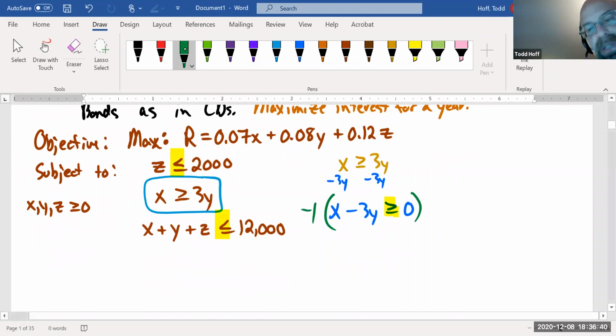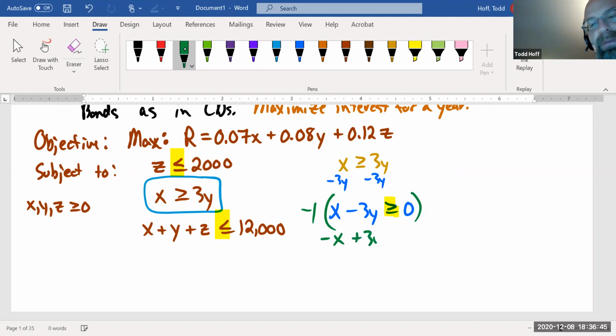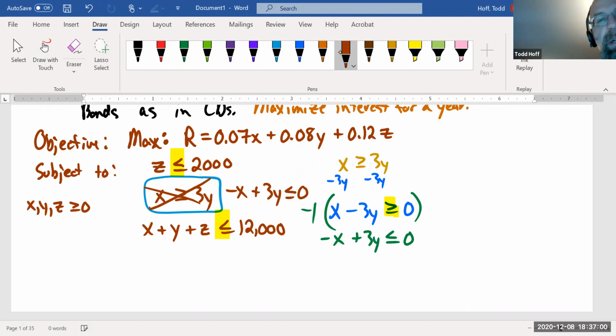So -1 times x makes that negative x. -1 times -3y makes that a positive 3y. It flips the inequality to be less than or equal to, and -1 times 0 is still 0. So this inequality here is now negative x plus 3y is less than or equal to 0. Those are our constraints.